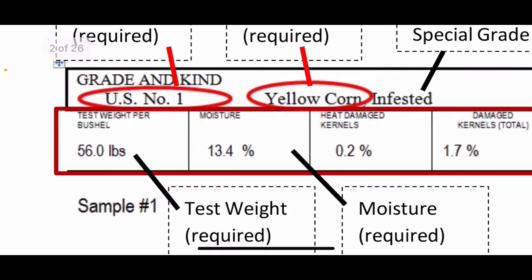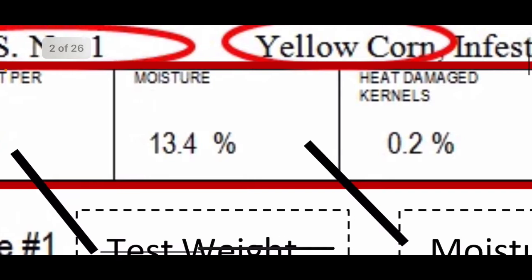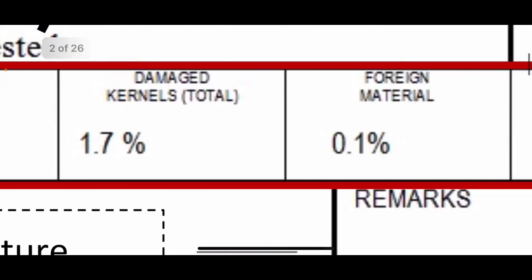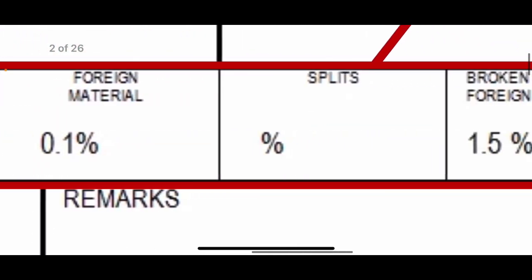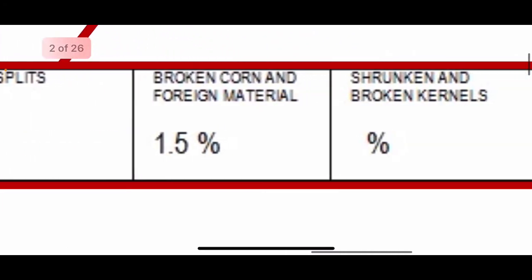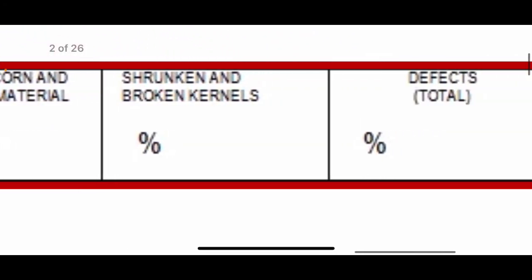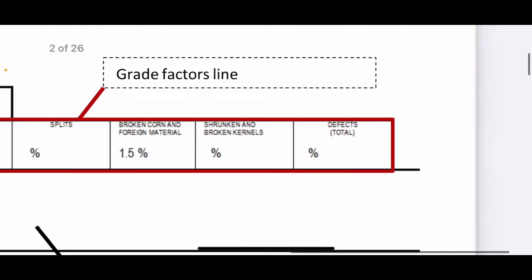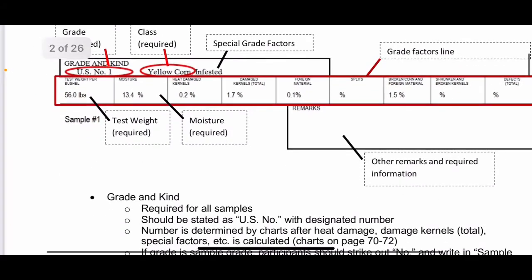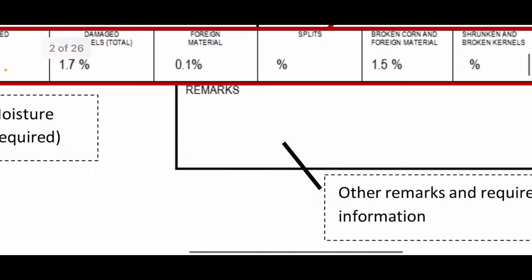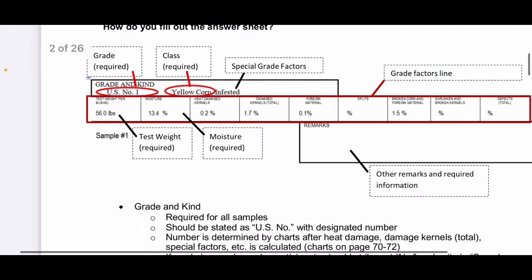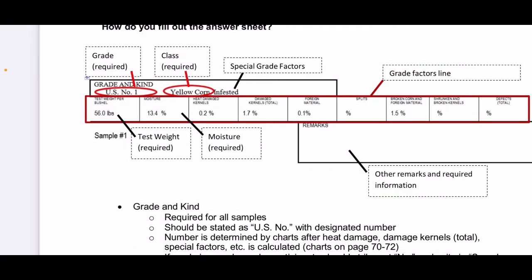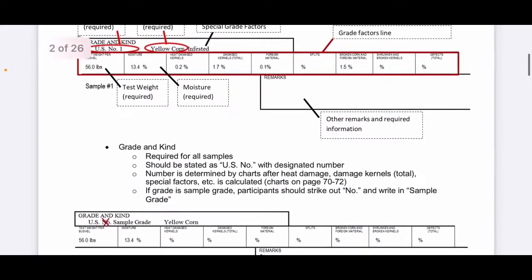The first thing you need to put on is test weight, moisture, heat damage kernels, DKT, foreign material, which is for soybeans, splits is soybeans, BCFM is corn, shrunken and broken kernels is soybeans, that's wheat, and defects total is also wheat. Wheat will also have dockage, and there are marks such as special grades or sample grade factors. I know this is all very confusing. If you've done this, you'll understand it. If not, the best I can explain it to you is these are all the things that define what grade, what number we give it up here, and the number defines the price.